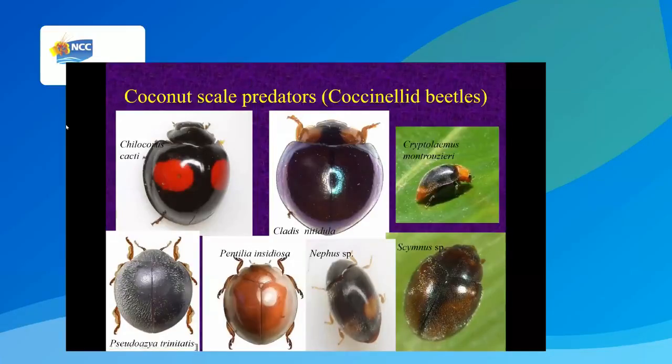In addition to those parasites, there are a range of predatory beetles. These are ladybird beetles. And you see here the 7 species that I have highlighted. These are very small. All of you would know that ladybirds are useful creatures. They feed on a wide range of pests, and they should be encouraged and preserved as much as possible. So please don't kill them.